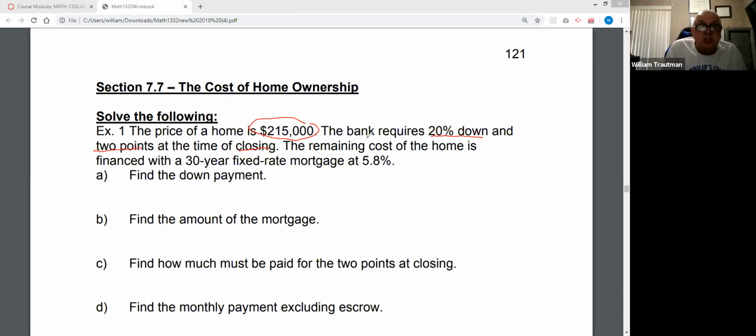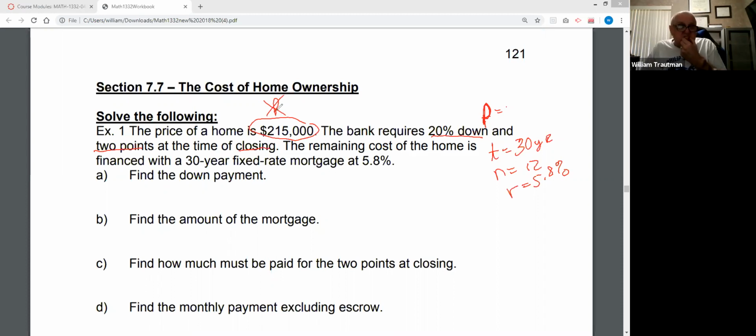The remaining cost of the home is financed with a 30-year fixed rate. So time is going to be 30 years. When you do monthly payments, N is always 12. Our interest rate is 5.8%. Our principal is, well, we're going to figure out what our principal is in a second. This is not our principal, I'm going to put an X through it. Even though it looks like principal is our starting amount, that's not what we're going to get the loan for.